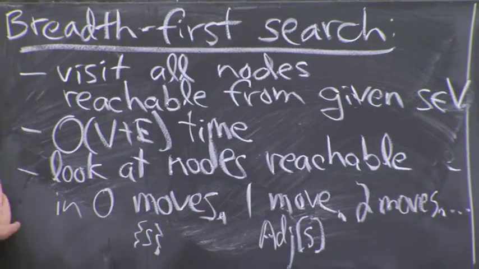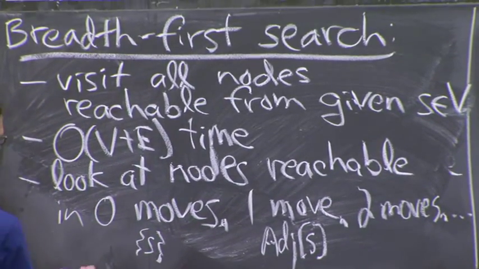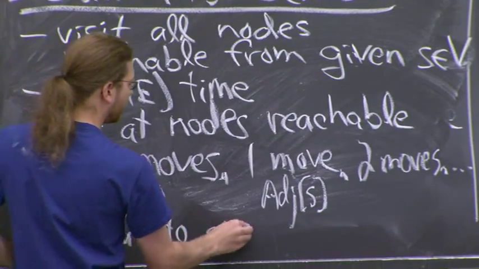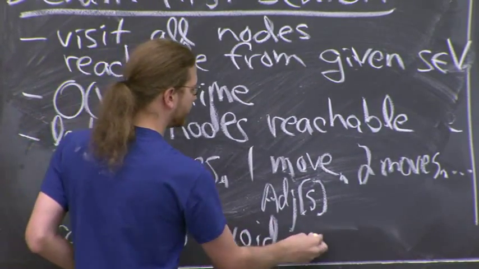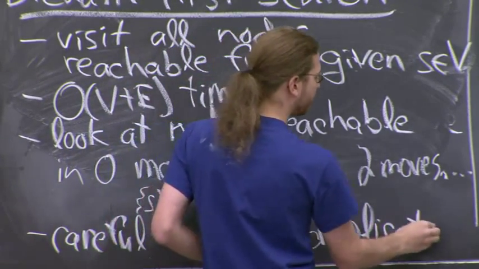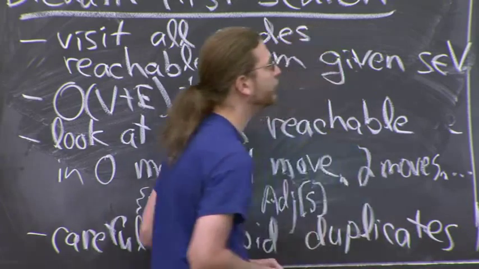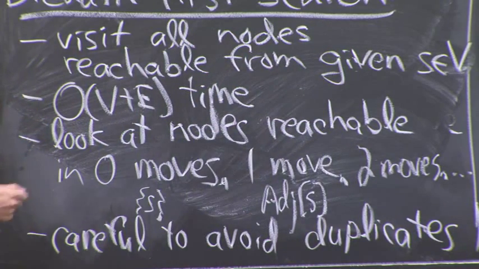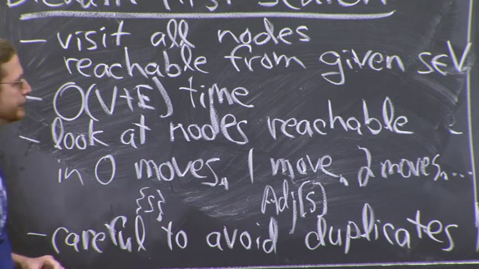OK, but we need to be careful to avoid duplicates. We want to avoid revisiting vertices for a couple of reasons. One is if we didn't, we would spend infinite time, because we'd just go there and come back and go there and come back. As long as there's at least 1 cycle, you're going to keep going around the cycle forever and ever if you don't try to avoid duplicates.